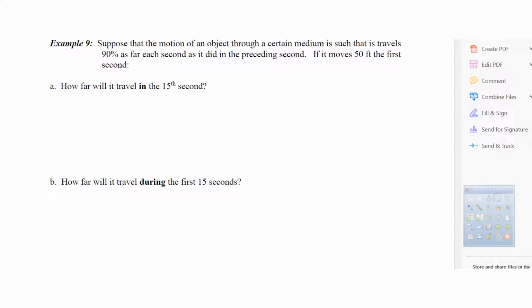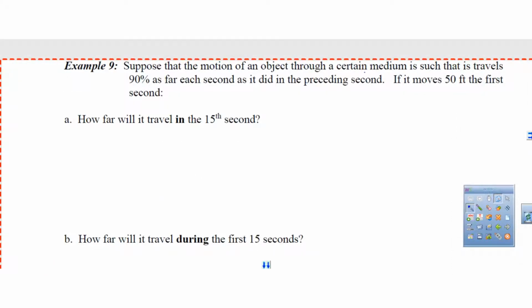Okay? So everybody do this. Say a sub 1 is equal to 50. You guys just told me that the next second is going to be less, right? So my ratio is not going to be 1.9. 1.9 would make it grow, and it's supposed to be smaller. So it's just going to be 0.9. Okay? So the next one is 50 times 0.9, which is 45. And I could sit and list them out, but I don't need to.